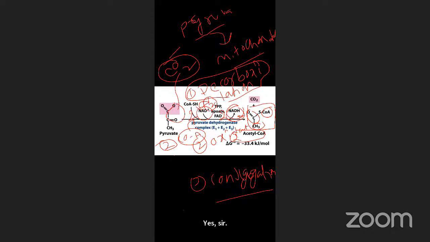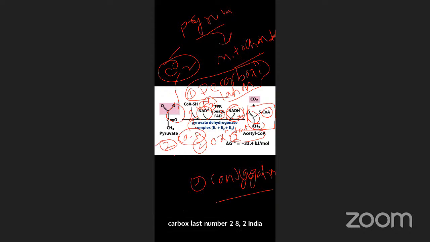So how many NADH2 are formed in oxidative decarboxylation? 2. What about glycolysis? Again 2. Write down both of these. Record it. So in oxidative decarboxylation, 2 NADH2 are formed.